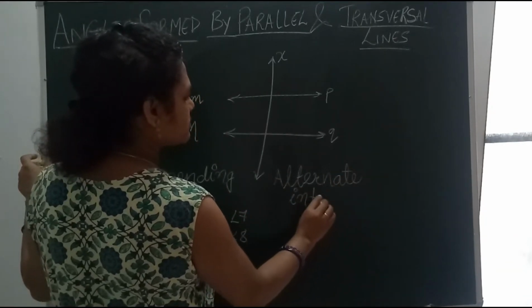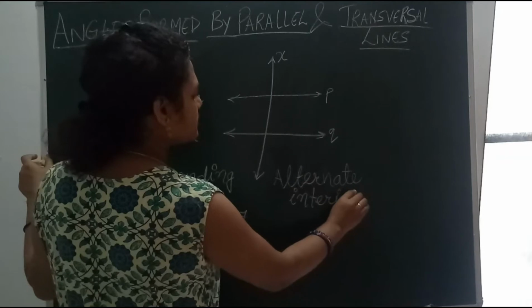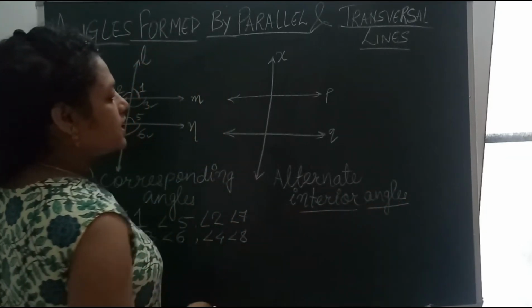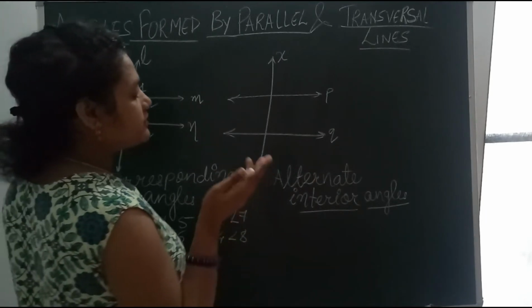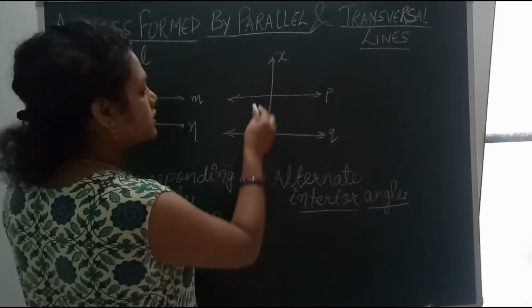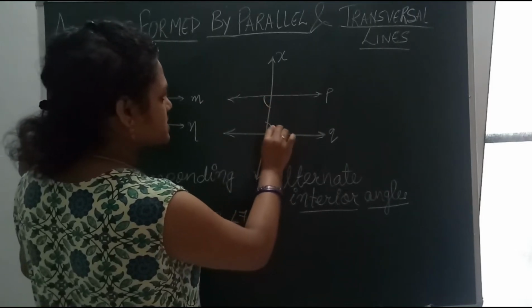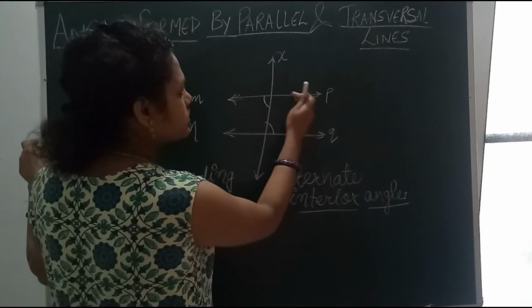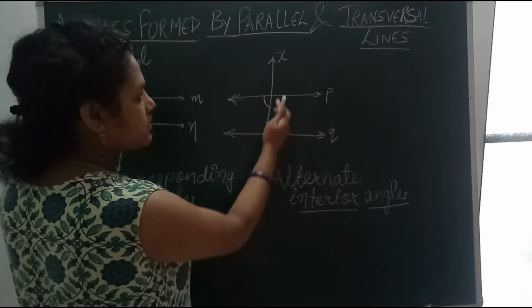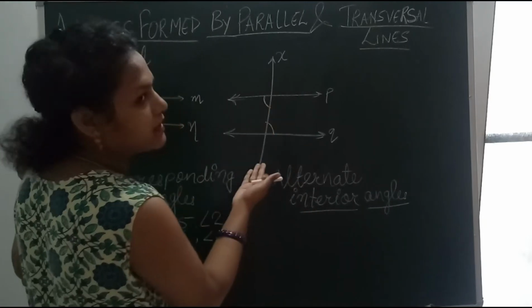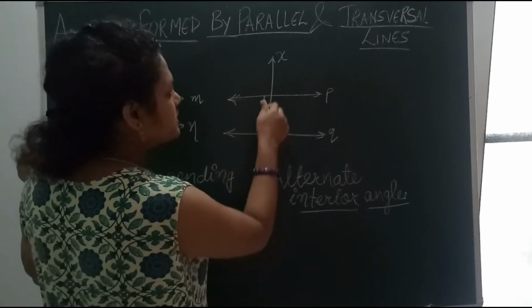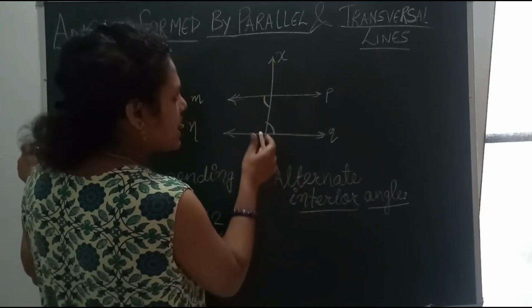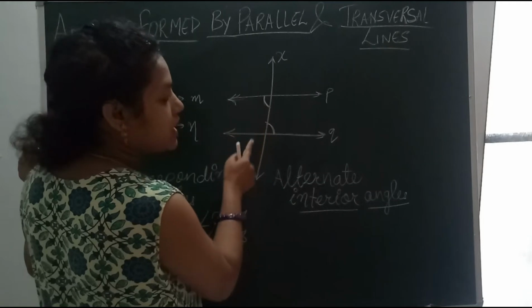interior angles. Alternate interior angles means the angles that are formed on the opposite side of the transversal, and they should be between these two parallel lines only. Interior means inside. So these are the angles formed on opposite sides of this transversal and between these two parallel lines.